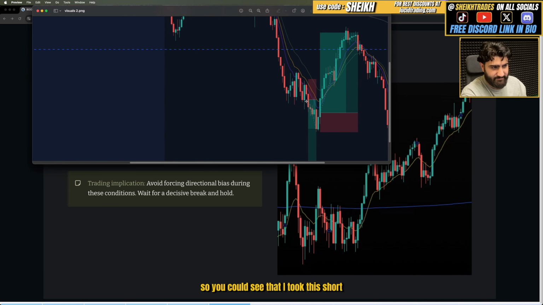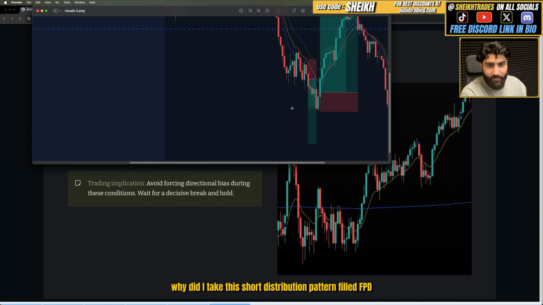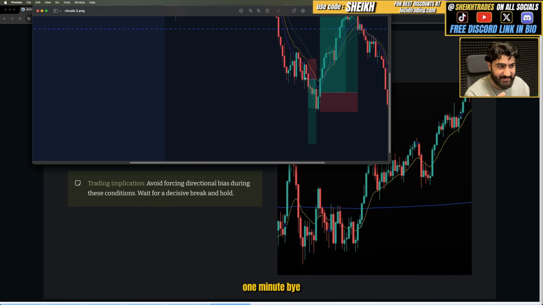So you could see that I took this short. Why did I take this short? Distribution pattern, filled FBD. We go up, down, we go back up, and then we're rolling over. Once again, remember, roll over. This is the backside. 1 minute, bar by bar, I take my trade. This is a filled FBD.